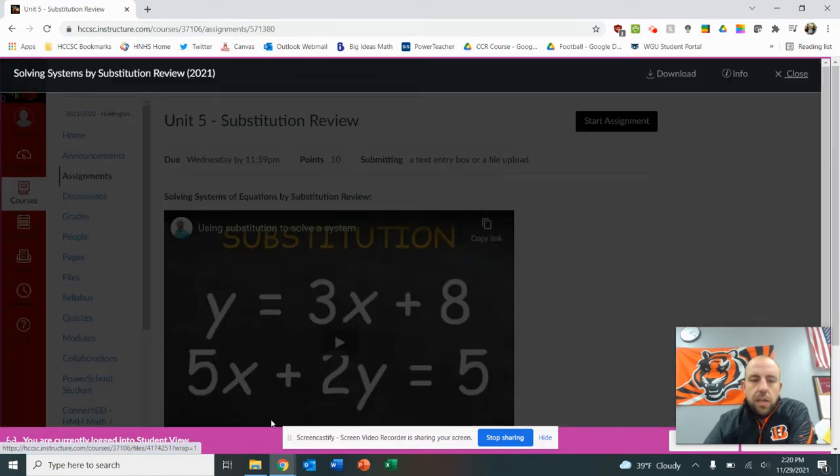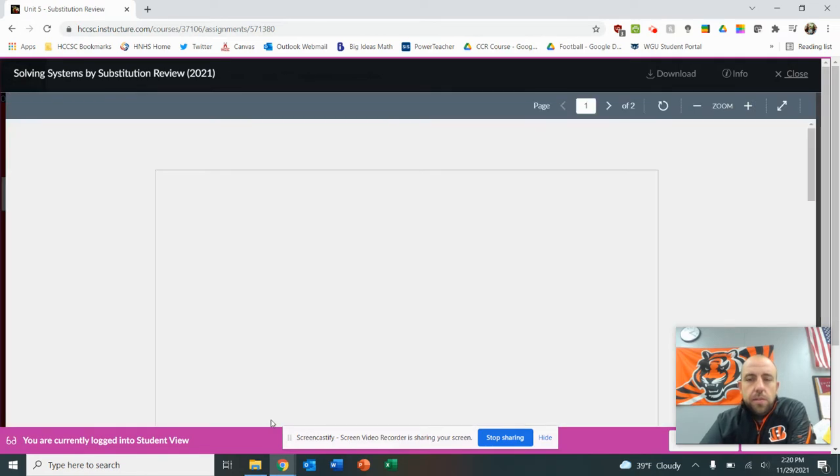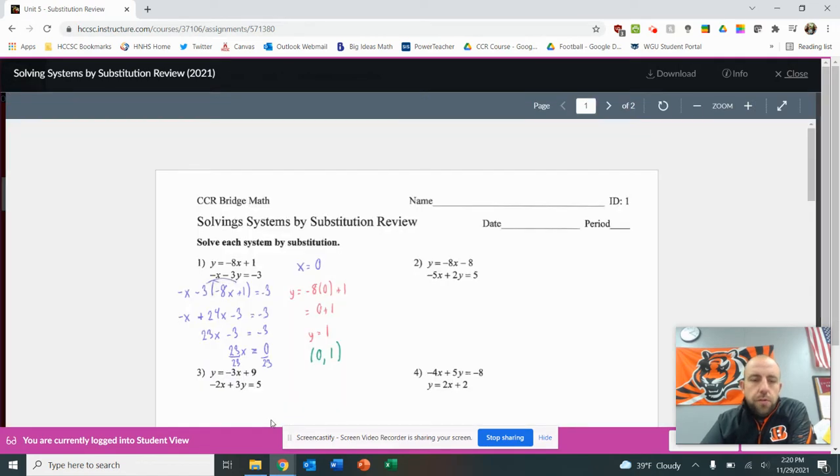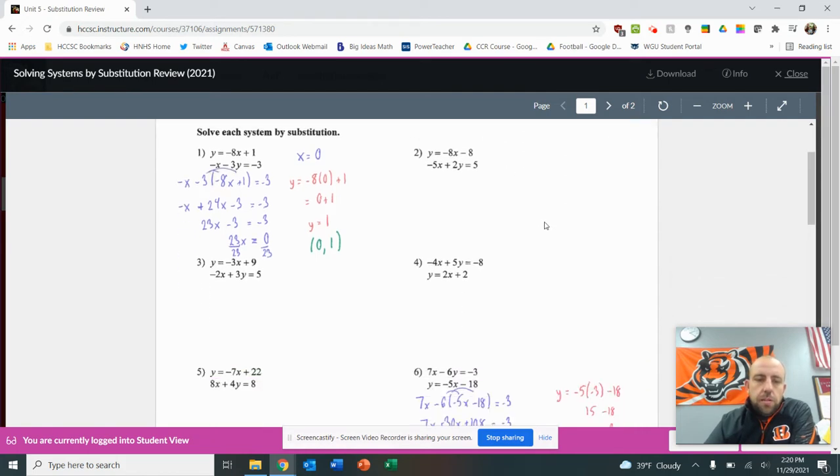I also, just like I did with yesterday's assignment, have worked through a few problems. And just like yesterday's assignment, there's really going to be two concepts. The first page of this, and again, you should have a paper copy from this sub. You're going to have one of your two equations in the form of y equals, and then the other one's going to be in standard form. So this first one, I got y is equal to negative 8x plus 1, and then negative x minus 3y is equal to negative 3.